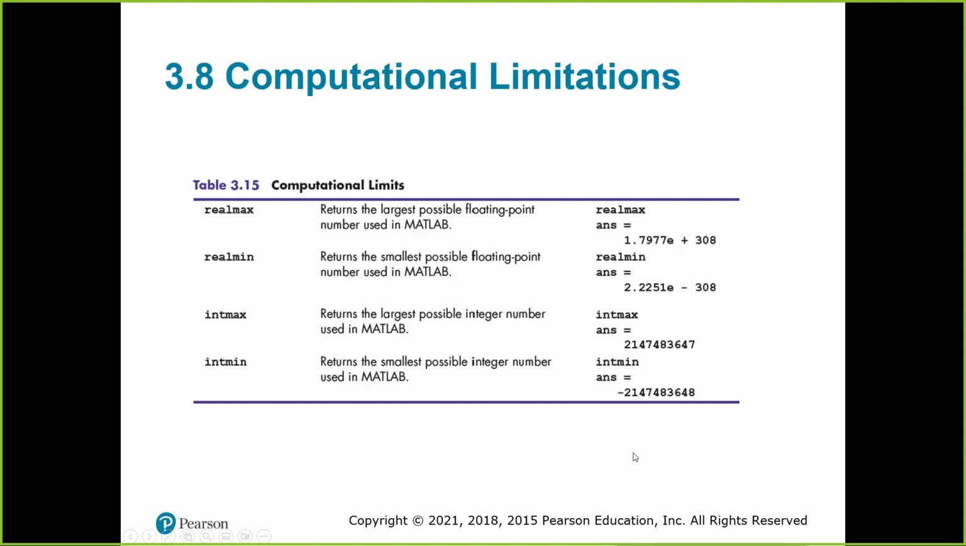So if you're using a floating point double format number, you can go up to 1 times 10 to the 308 and minus 308. So some big numbers and little numbers. But if you're using integers, you're limited to about 2.1 billion as the biggest number you can go.